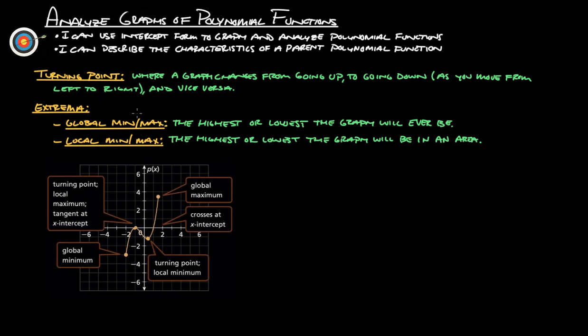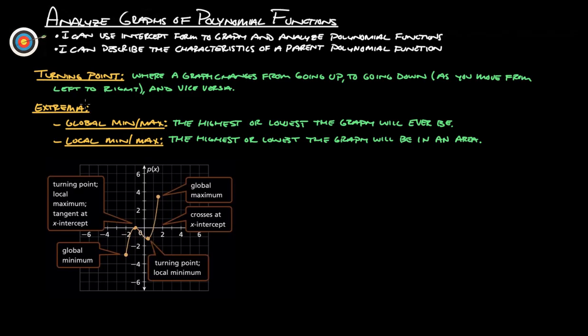So first thing is turning point. Turning point is where a graph changes from going up to going down as you move left to right, and vice versa. So it could be going down to going up. So turning point would be right here. It stops going up and then starts going down. And then here's another turning point. It stops going down and starts going up.